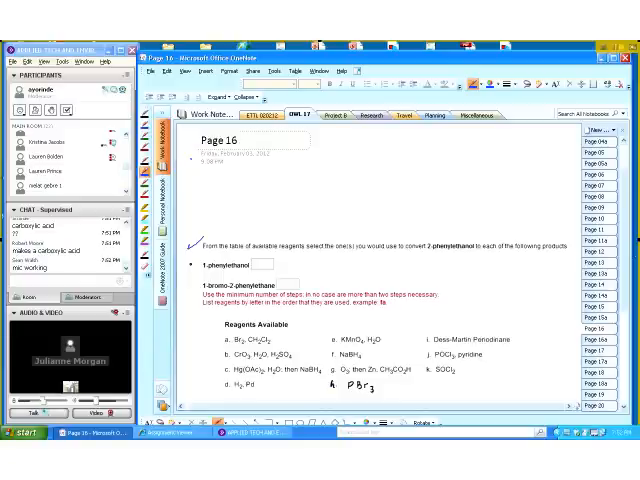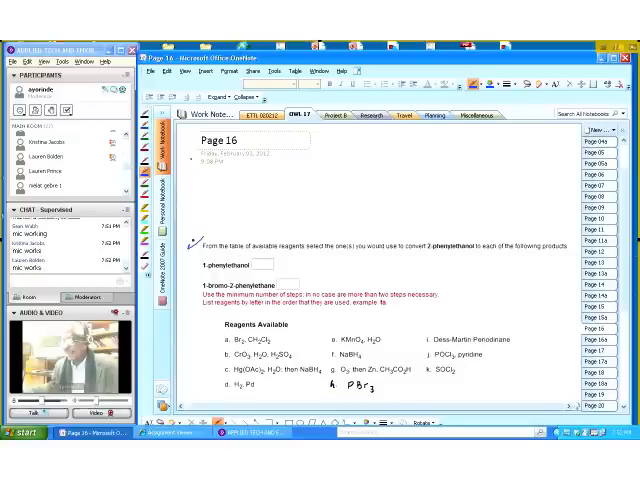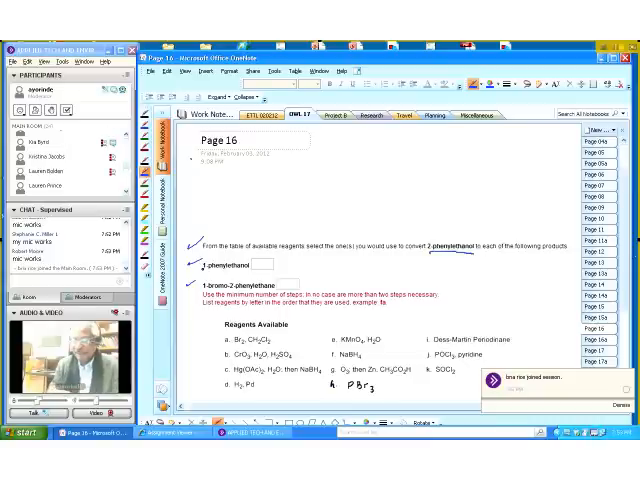From the table of available reagents, select the ones you use to convert 2-phenylethanol to each of the following products. Okay, very good. Now they want us to convert the molecules here. Convert this molecule here to each one of these. Okay, I see.